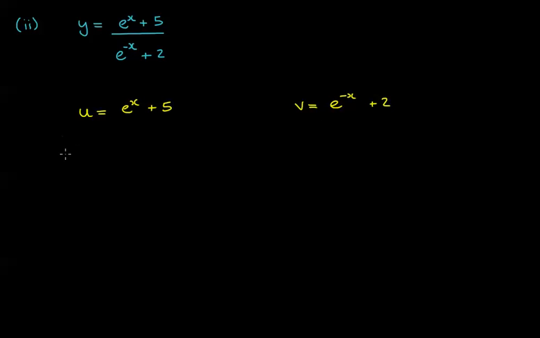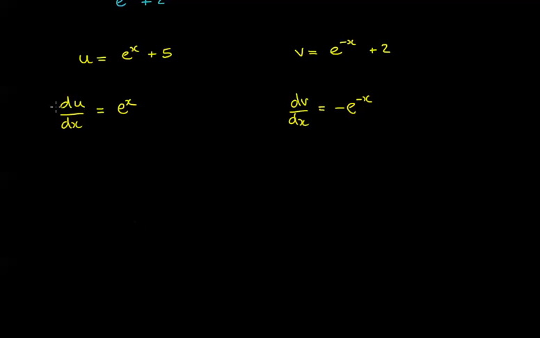Okay, so let's differentiate these. du by dx would be, now it's an addition, it doesn't make any difference, differentiate each component. e to the power of x is just e to the power of x, and then the derivative of a number on its own is 0, so it's just e to the power of x. dv by dx equals, and you can check it with the chain rule if you want, minus e to the power of minus x, plus 0.